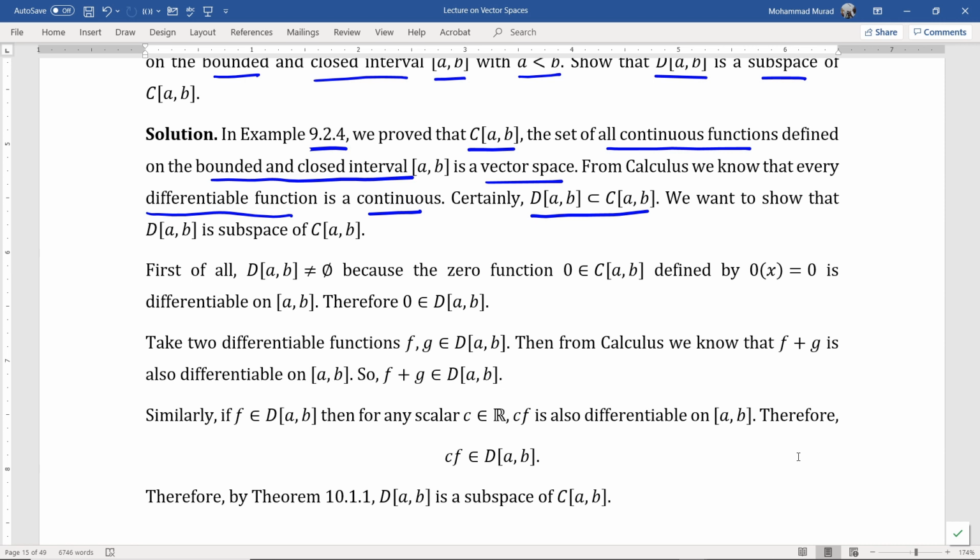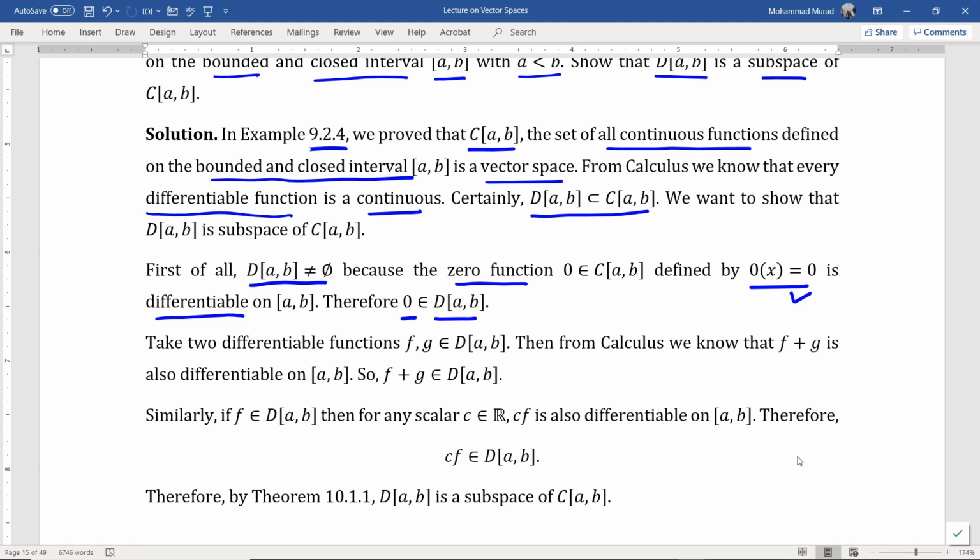We want to prove that the set D is a subspace of the vector space C. First of all, the set D is non-empty because the zero function, which is a continuous function on the bounded and closed interval a to b, defined by the formula as shown here, is differentiable on the bounded and closed interval a to b. Therefore, the zero function belongs to the set of all differentiable functions.